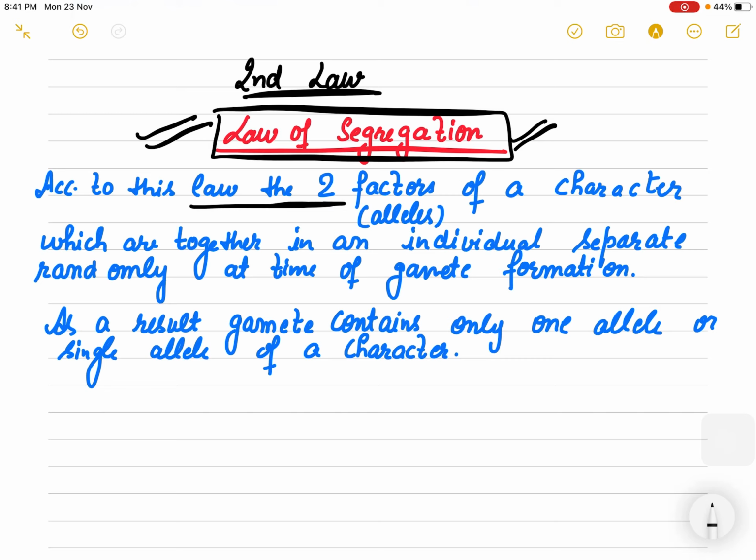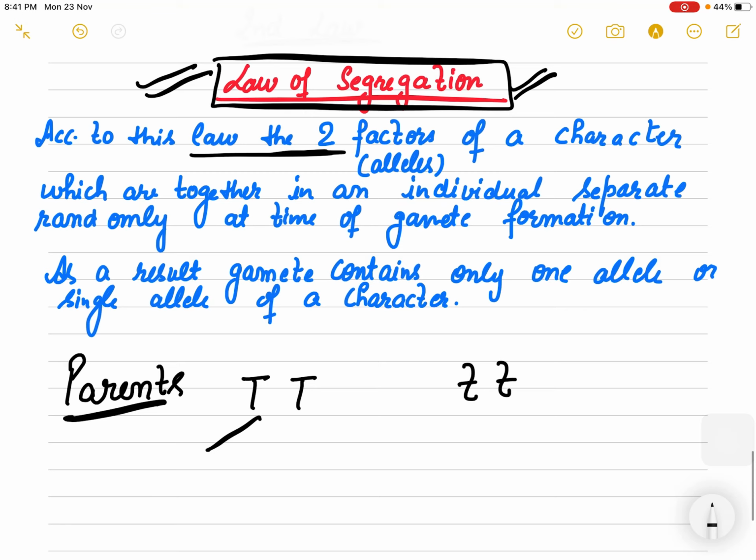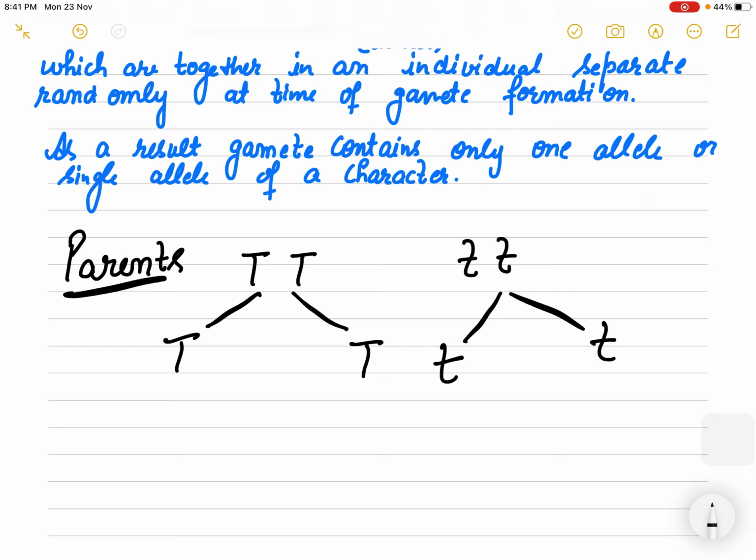According to this law, the two factors, which nowadays we also call genes, alleles, two factors or two alleles of a character. Now, there are two alleles which are present together in the parents. Now they separate randomly. No, they separate randomly at the time of gamete formation.